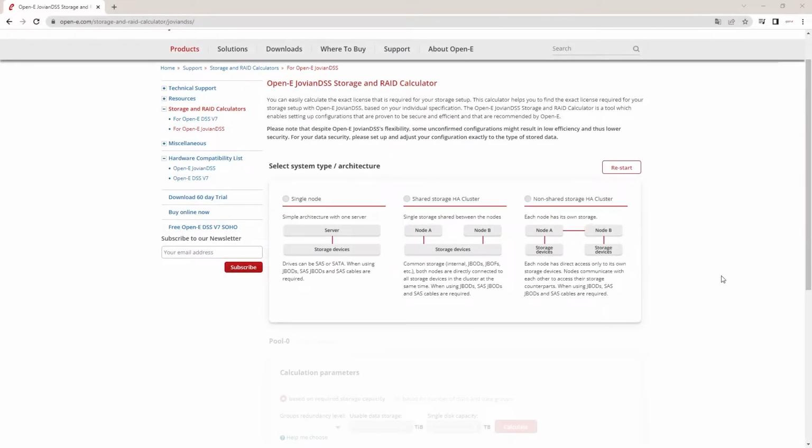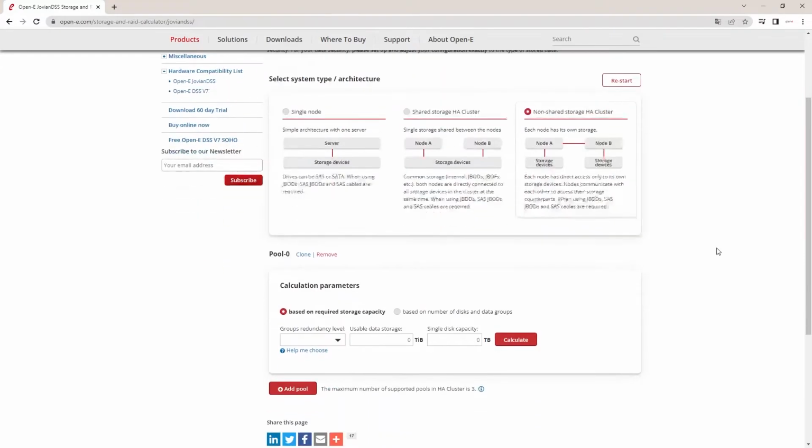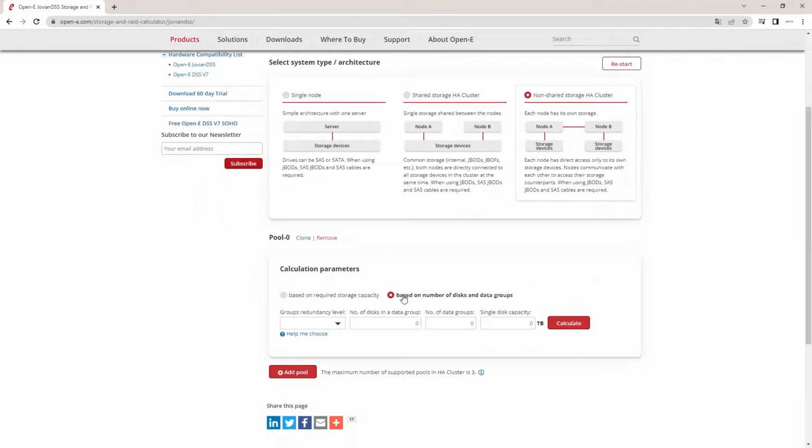Let's move on to the non-shared high availability configuration and try to configure that using the number of disks and data groups option. Have a look. You can't choose anything except for two-way and four-way mirrors. Why is this? This is due to the fact that these nodes are separated by distance. As such, in order to make the redundancy possible, one node has to replicate the other.